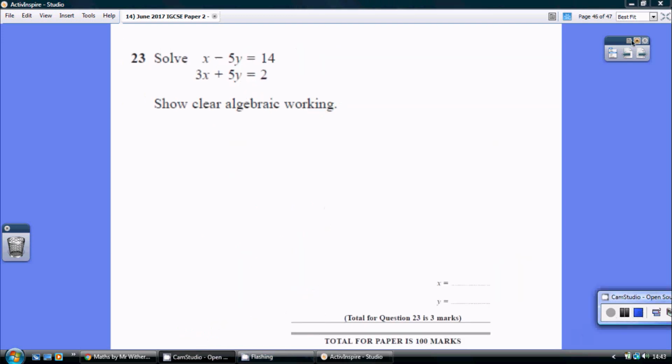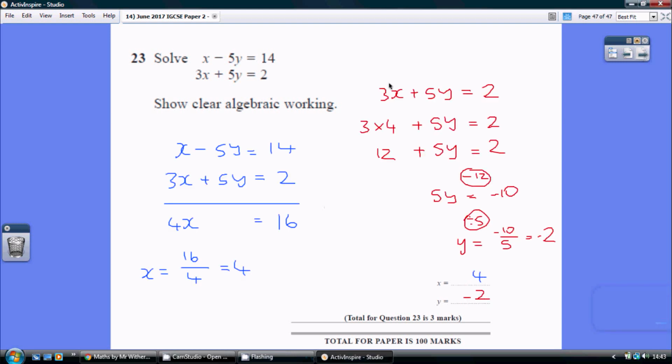Question 23. Now, the y's are already lined up because we've got 5y and 5y. It doesn't matter that the signs are different. What makes sense to do now, because the signs of the 5y are different, is to choose to add the two equations together. Because minus 5y added to 5y means the y's cancel out.